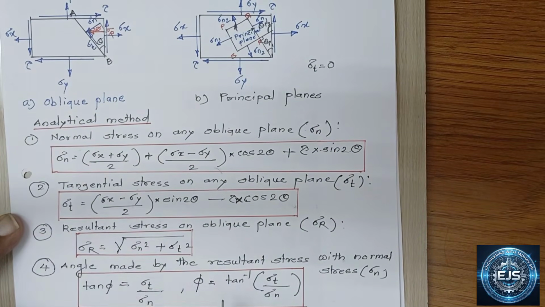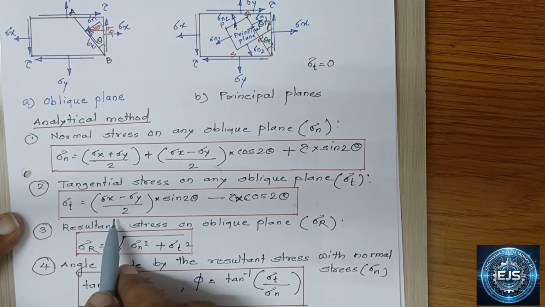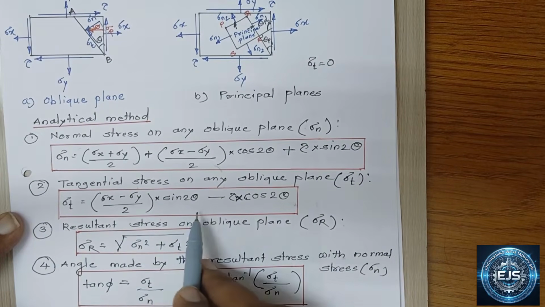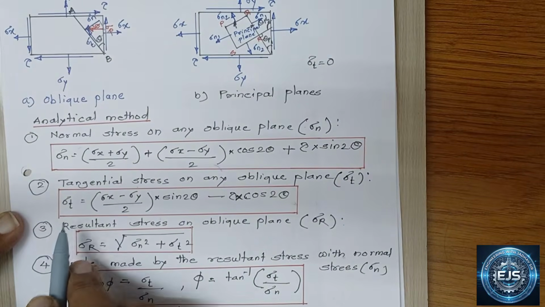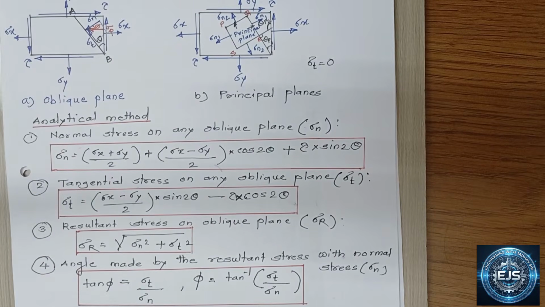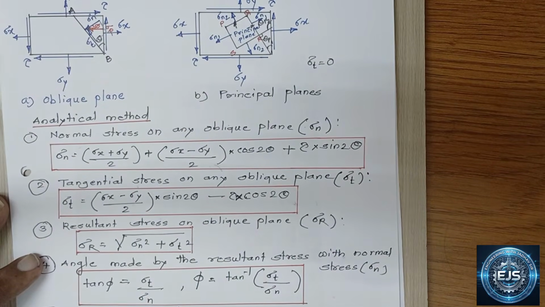Now the tangential stress on this oblique plane is given by sigma t, and sigma t is equal to sigma x minus sigma y by 2 into sine of 2 theta, minus tau cos 2 theta. So this is the magnitude of tangential stress. Tangential stress is along the oblique plane. Normal stress is in a direction perpendicular to the oblique plane.